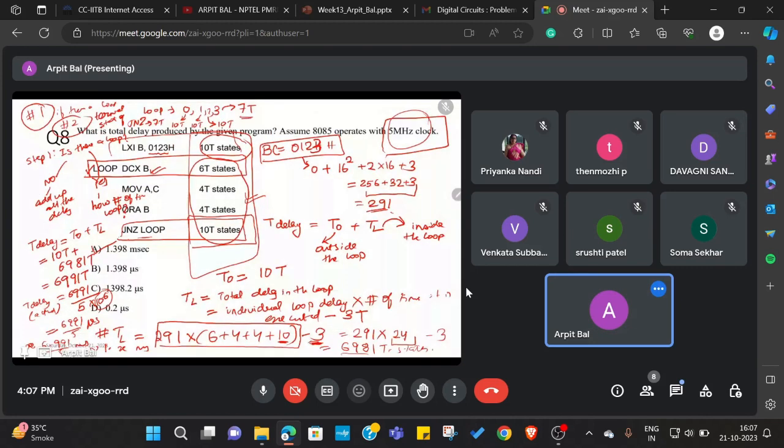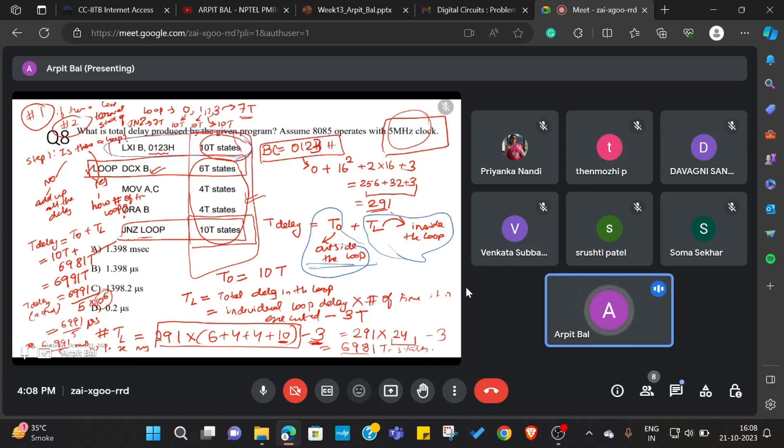Okay, so the next question is related to computing the total delay that is produced by this given program. To figure out the delay in such a case, we need to figure out what is the delay outside the loop and what is the delay inside the loop. Figuring out the delay outside the loop is easy. Just see whatever is present outside the loop. In this case it is only 10T, so I present 10T.